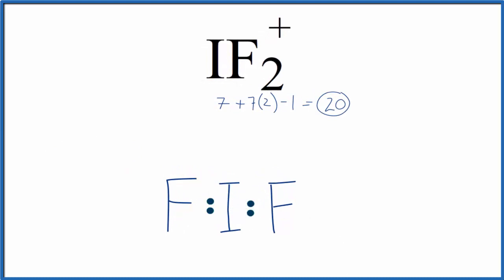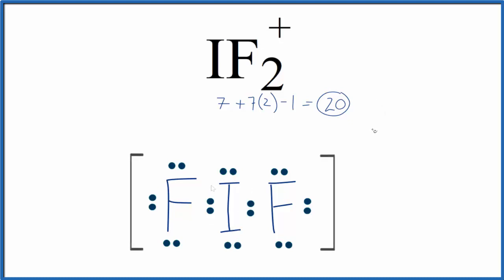Now we can put valence electrons around the fluorine to complete the octet on the fluorine. At this point, we've used 16 valence electrons, so we've got 4 more, and we can put those right on that central iodine. That'll complete the octet on the iodine atom. And this is the Lewis structure for IF2+. Each atom has 8 valence electrons around it, and then we have a total of 20 for the Lewis structure. We should put brackets around it, though, and then a plus sign here to show that it's an ion.